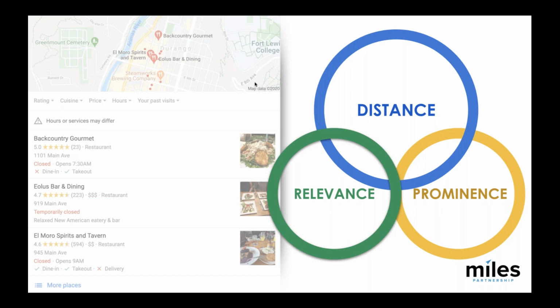So when it comes to the overall 3 factors, yesterday we talked about the local pack. The local pack is the top 3 search results for a keyword plus a location. So in this case, what we're seeing here in this example is a keyword for a restaurant in the Durango area. And so therefore, these are the top 3 recommendations. And we talked about distance and relevance during our call yesterday. Well, today we're going to discuss prominence.